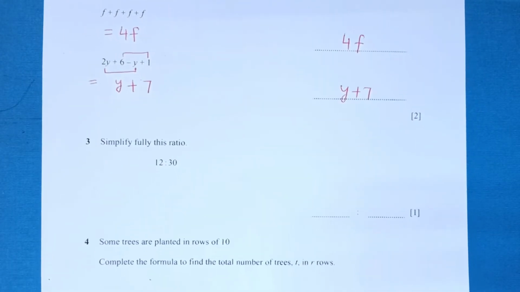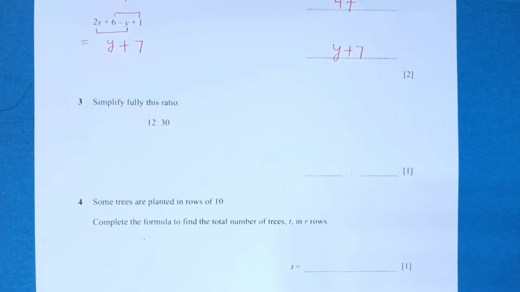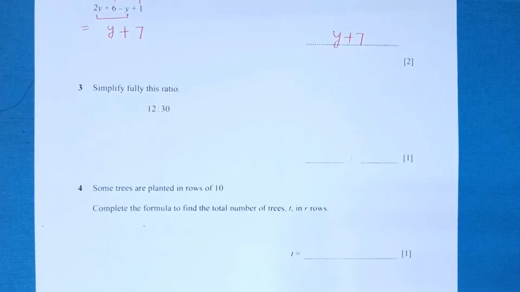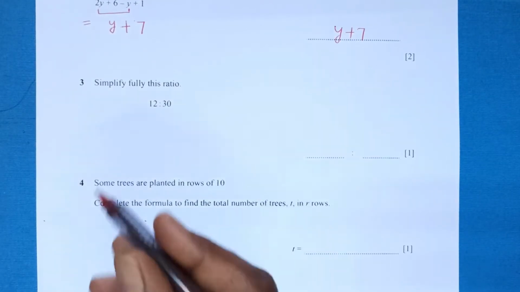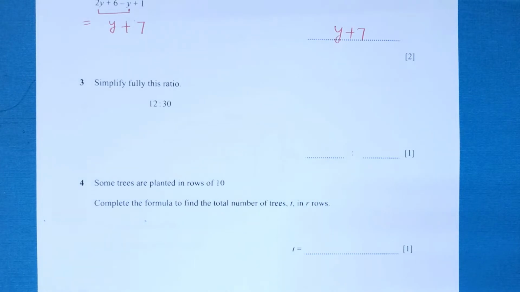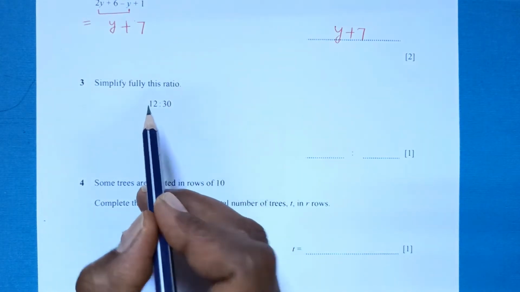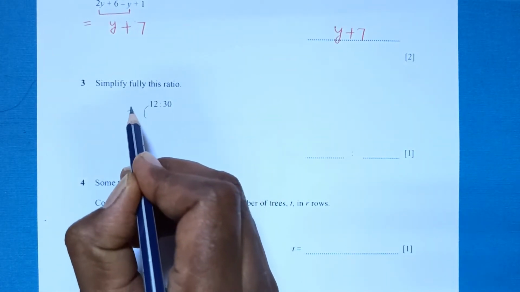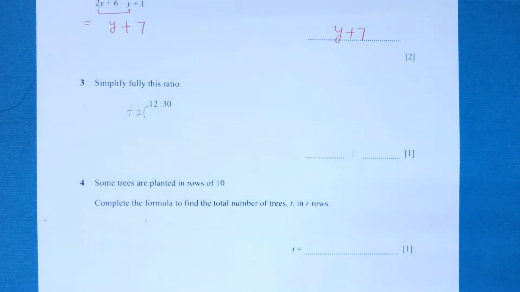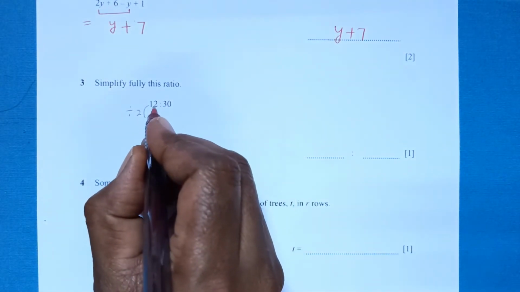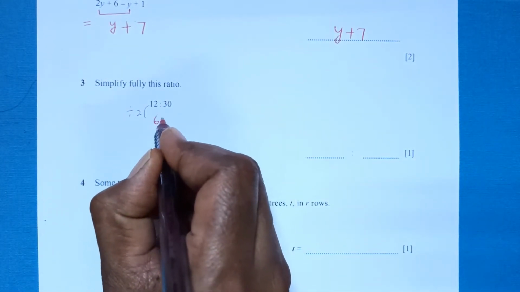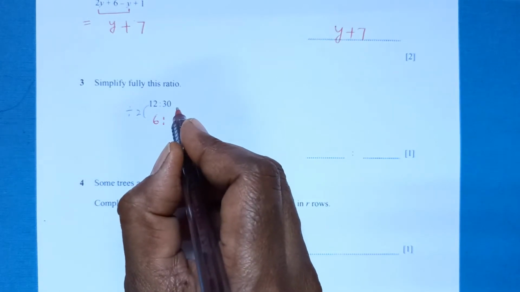Question number 3. Simplify fully this ratio. So we have this ratio here, so we need to simplify. It's just like the fraction. So you need to look for a number that can divide both of them. So divide this by 2, both sides. So you will get here 12 divided by 2 is 6, ratio, 30 divided by 2 is 15.